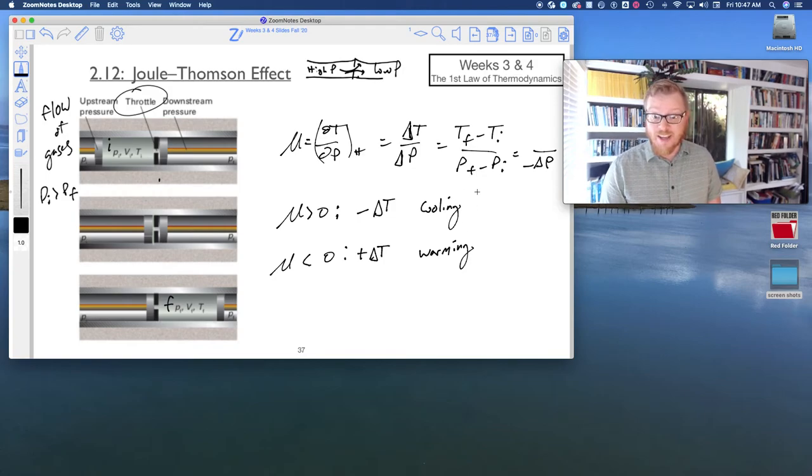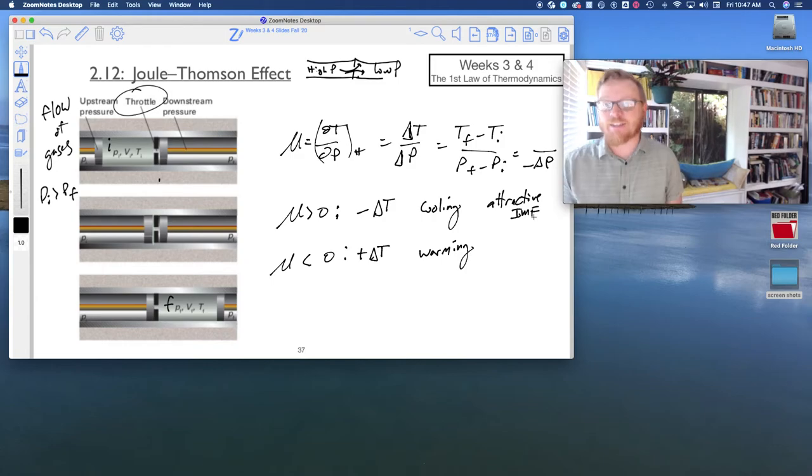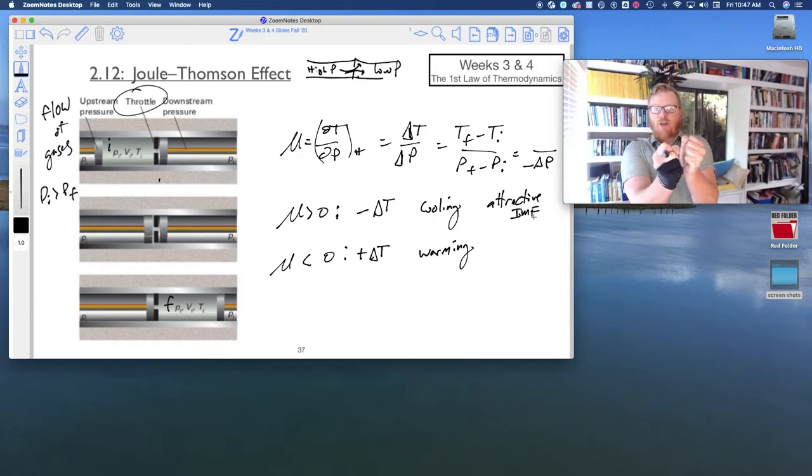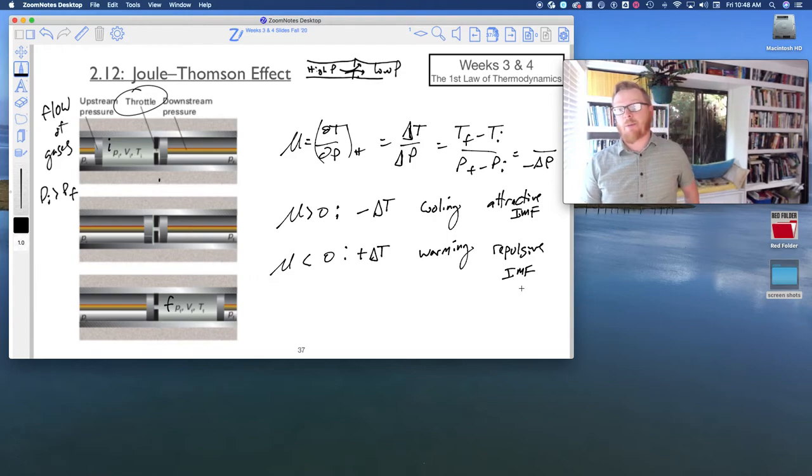Well, a gas would cool if attractive intermolecular forces were dominant, right? Because if attractive intermolecular forces are dominant, they want to be next to each other, so they have to use their own energy to expand. And because it's adiabatic, they expend their kinetic energy, which allows them to cool down. But if a gas warms upon expansion, repulsive intermolecular forces are dominant.